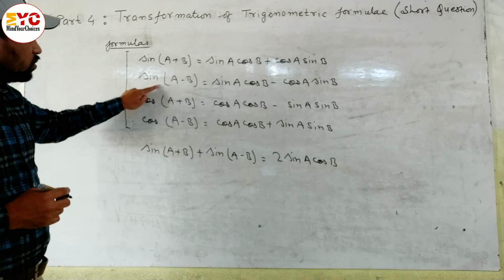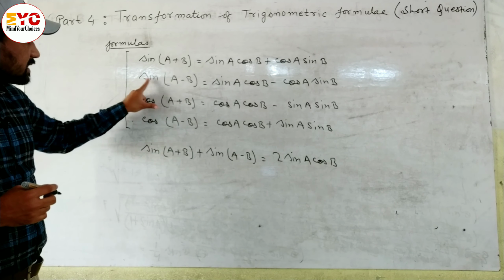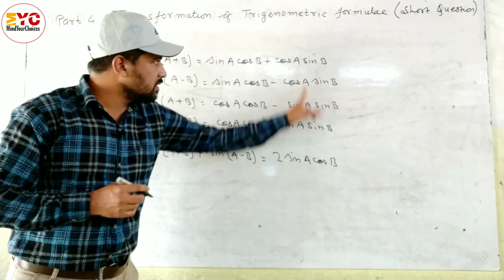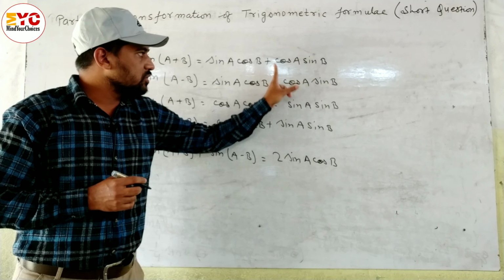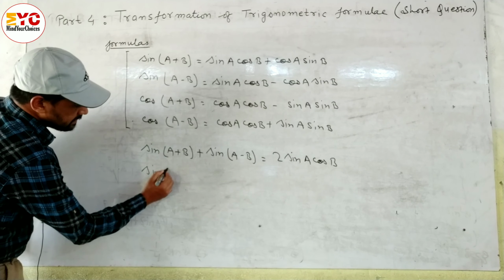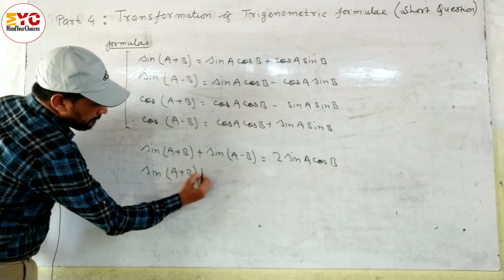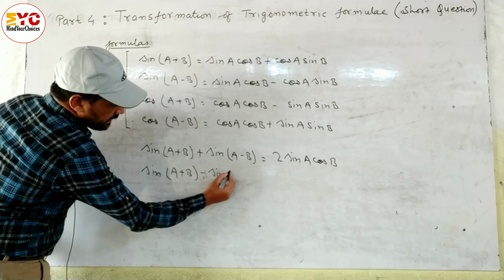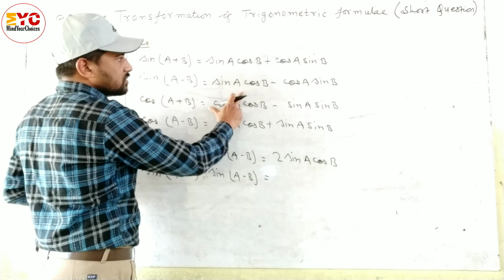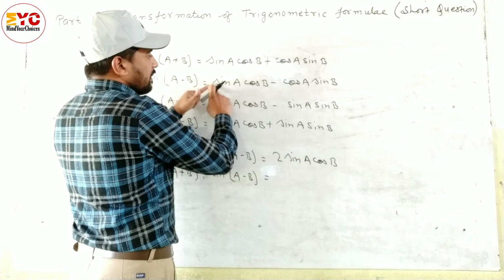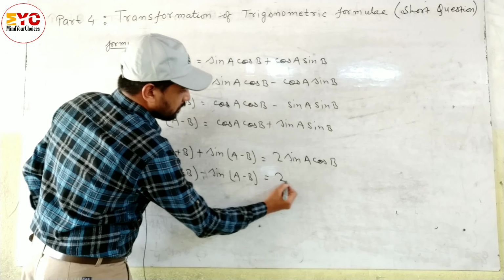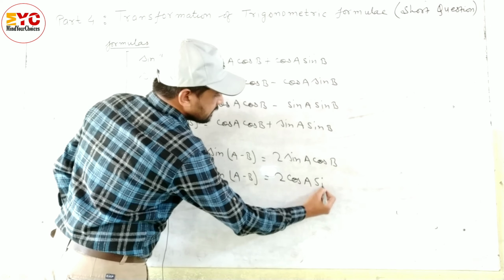When you add, sine A plus B plus sine A minus B is equal to 2 sine A cos B, because one is positive and one is negative, so the cos A sine B terms cancel. And when you subtract, what do we get? Sine A plus B minus sine A minus B. This minus this, then this one minus this one, so this cancels, and minus minus becomes plus. So the formula is 2 cos A sine B.